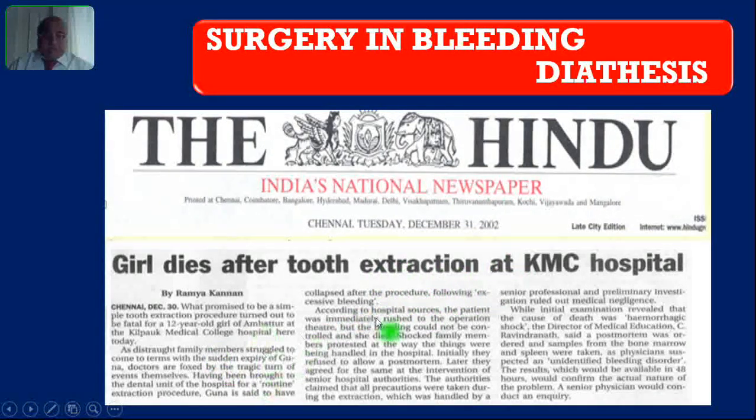This girl, actually, they did everything, the thorough history and physicals and the screening lab tests, but they were not able to pick up any bleeding disorder. They did a tooth extraction, but unfortunately after the procedure this girl bled to death. So this can happen even in a minor procedure.